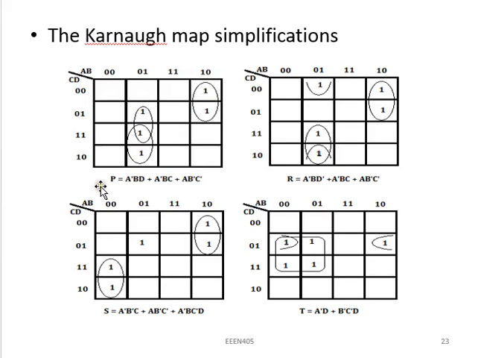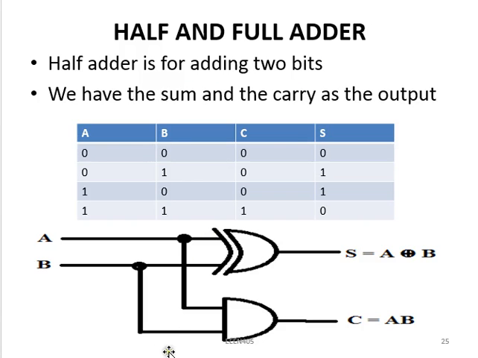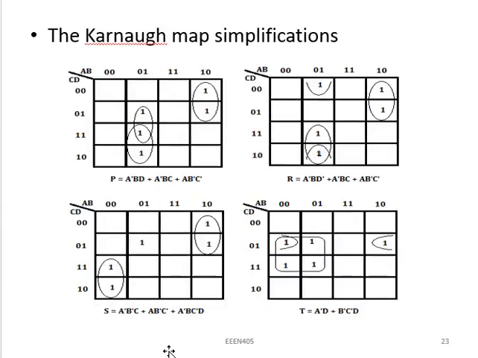So this is P. My P is now equal to A prime BD plus A prime BC plus A B prime C prime. I do the same thing for R, I do the same thing for S, and I do the same thing for T. After doing that, you can see that here I have 3 terms, product terms. Here I have 3 also. Here I have 3 also, and here I have 2.